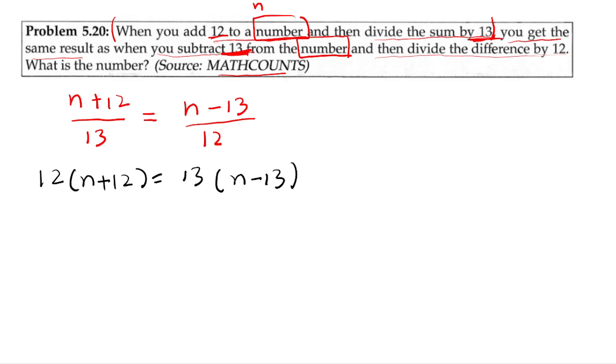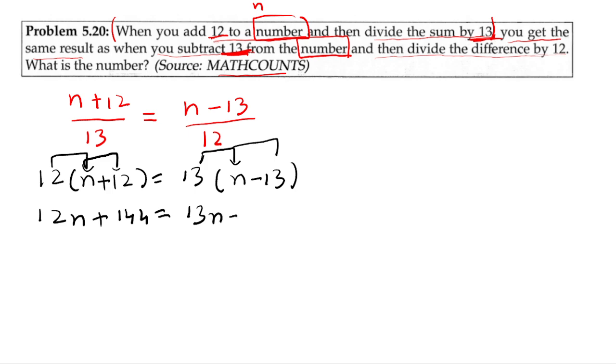Applying the distributive property, we have 12n plus 144. The 12 multiplies with n and with 12, is equal to, applying the same distributive property here, 13 times n is 13n, and 13 multiplied by negative 13 becomes minus 169.